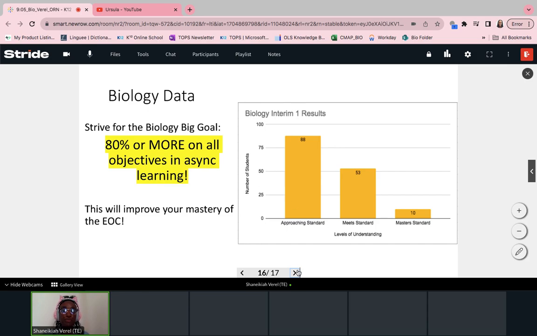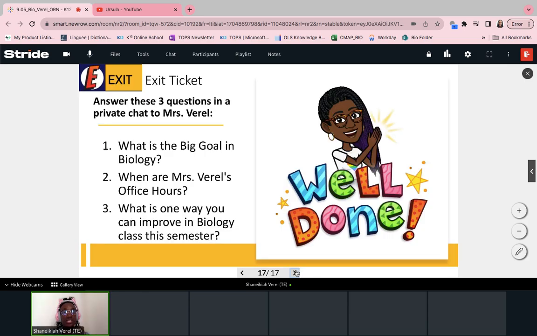All right. Let's get to the exit ticket and see what we got from the day. Number one, what's the big goal in biology? Number two, what are Mrs. Varel's office hours? And number three, what's one way that you can improve in biology class this semester? What's one way that you can push yourself forward? Now, that answer will look different for different students. And I'm asking that you email me that answer because I would really, really like to hear from you if we didn't get to do it in the chat.